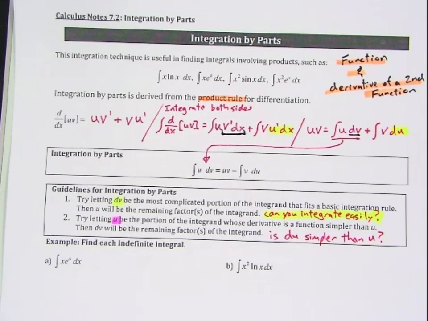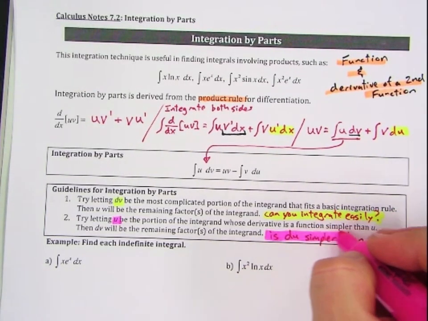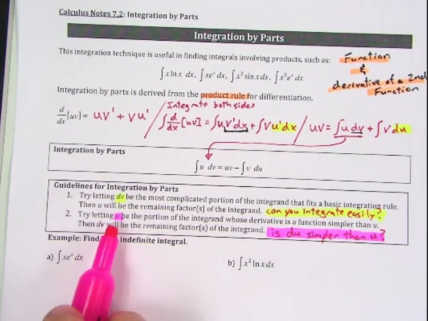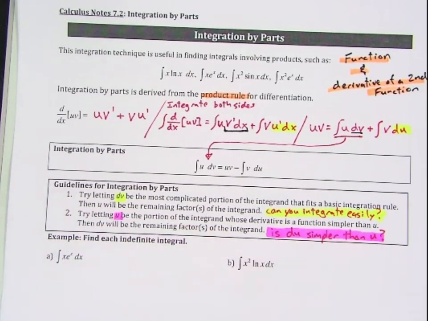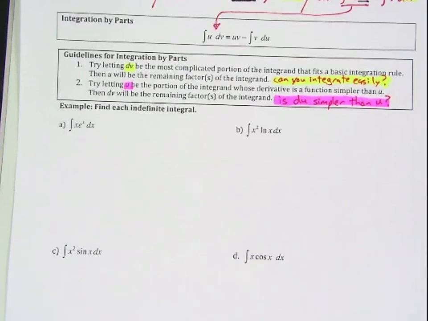That's where we're going. So the whole point of this is we're trying to simplify everything. So if we pick a u and its derivative is more simple, then that's probably a good choice for choosing u, because it's going to simplify things. So let's take a look at our first example. And I just want to write out all the possibilities for u and dv. And then we'll discuss which one we want to use.